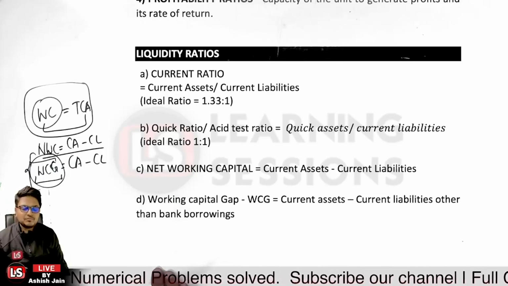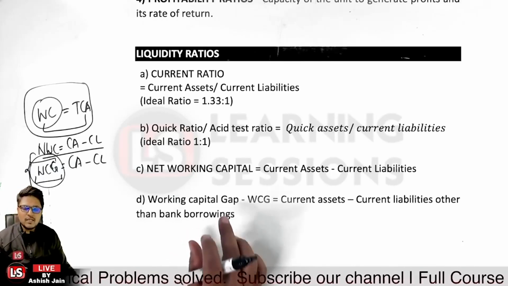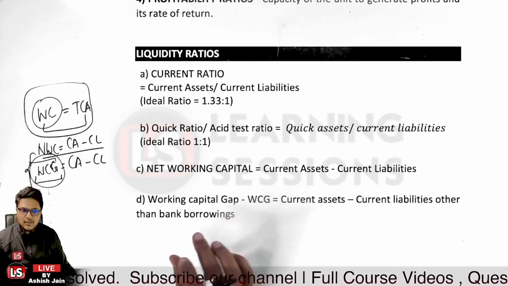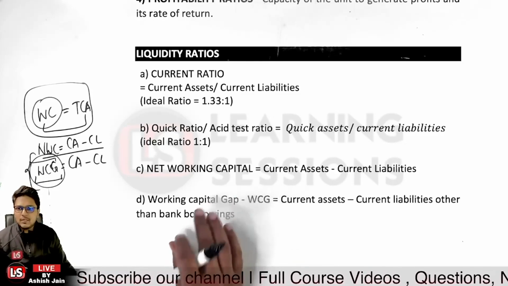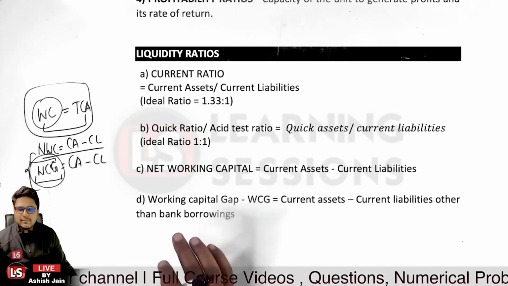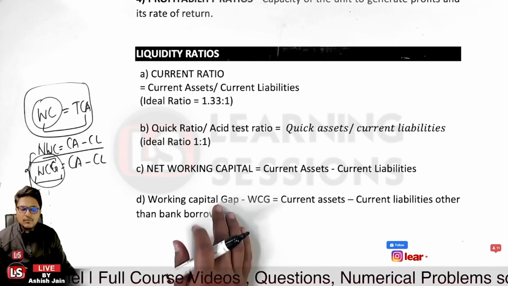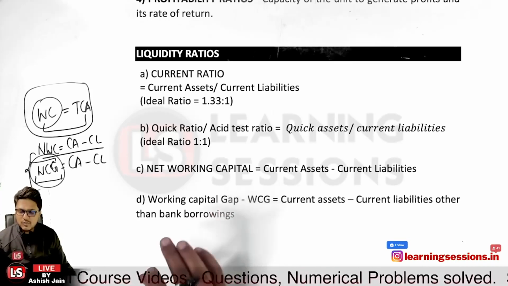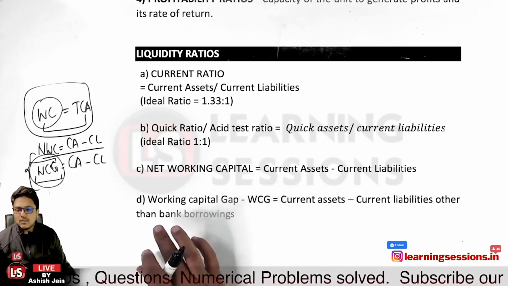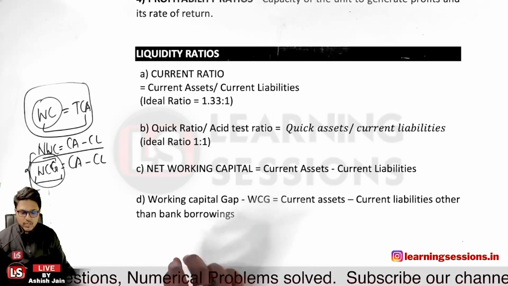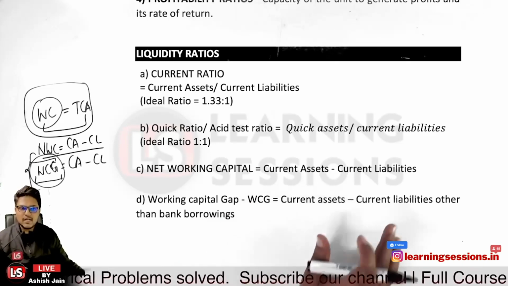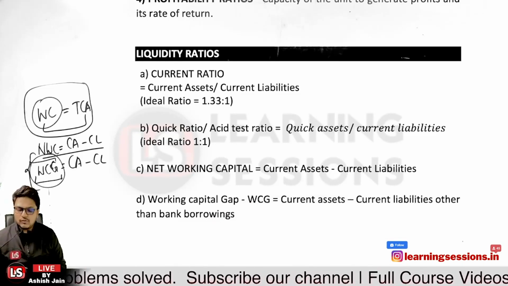Okay, so that is actually the working capital gap. So let me explain to you in very layman language that net working capital is the net amount that is available with the firm, and the working capital gap is that particular amount which must be financed, either by way of the contribution by the firm itself or by way of the borrowings from the bank itself. Okay, so that is the working capital gap, and that is the difference between the current assets minus the current liabilities other than the bank borrowings. Okay.